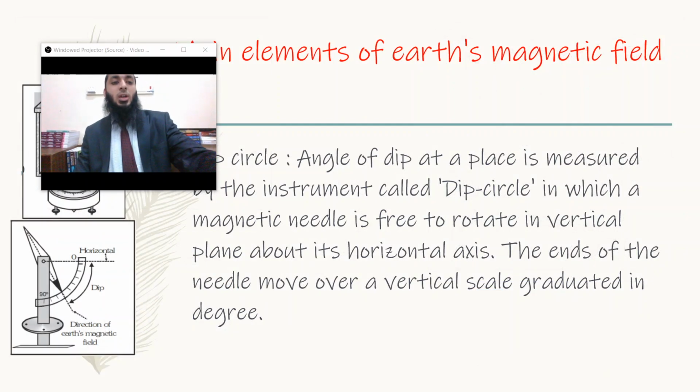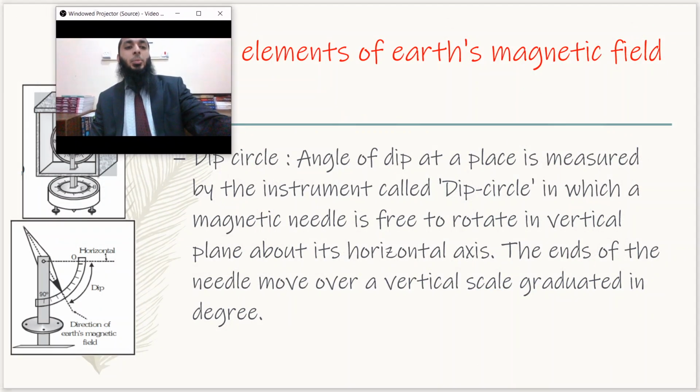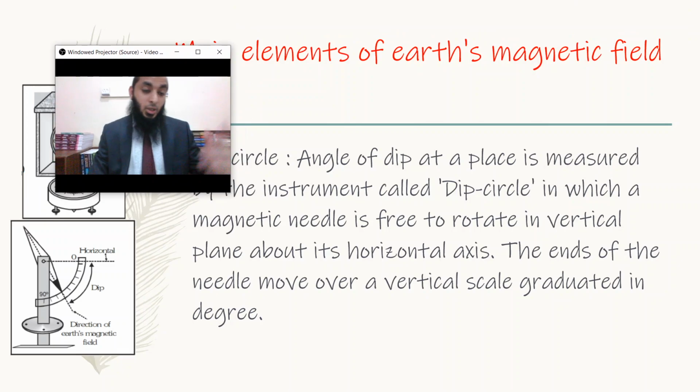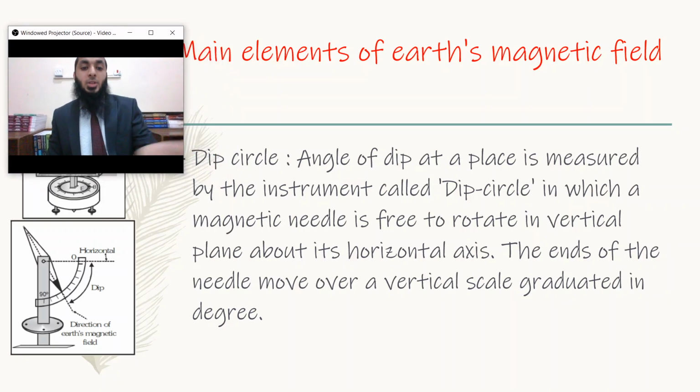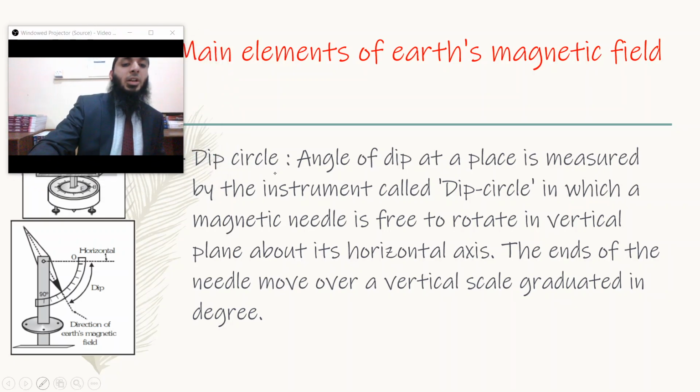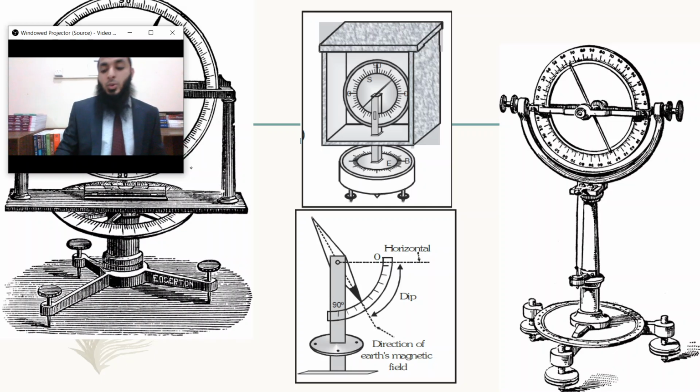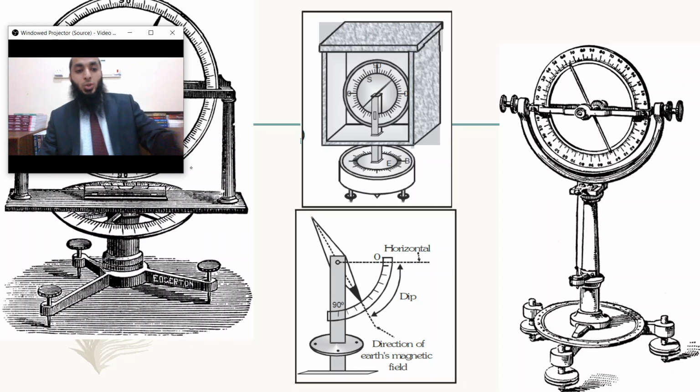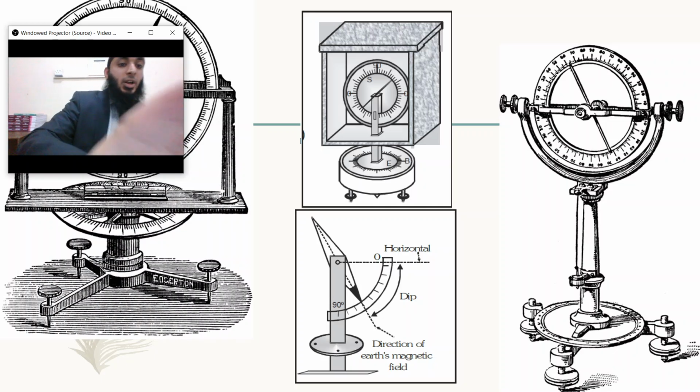This is almost the end of the chapter, the end of the topic. Now we are going to learn about the measuring device, which is called the dip circle. Okay, the dip circle, it is the measuring device. It is the device with which you will measure. So I'll show you different figures of the measuring device.